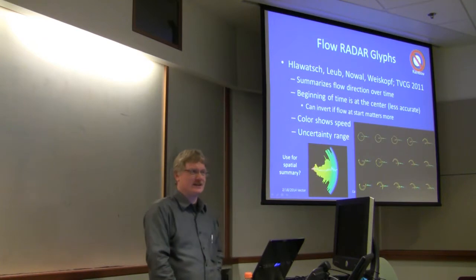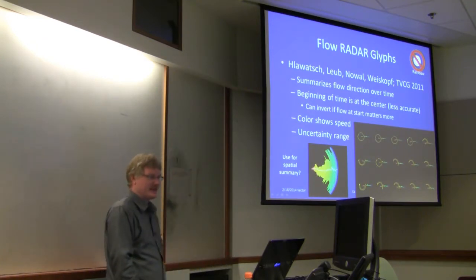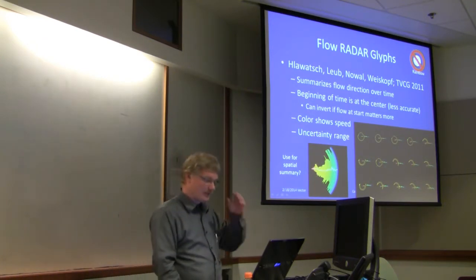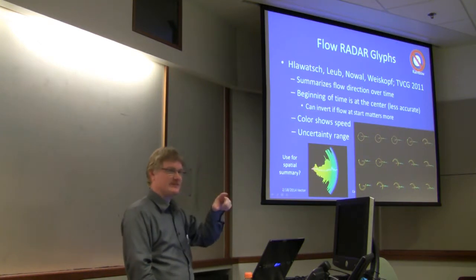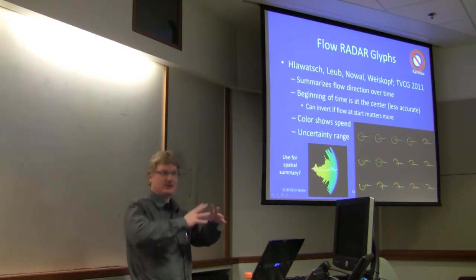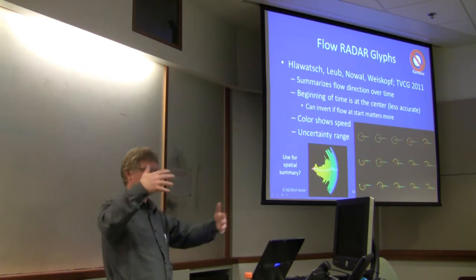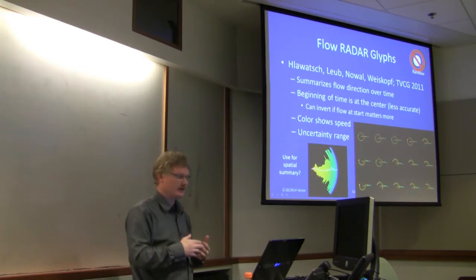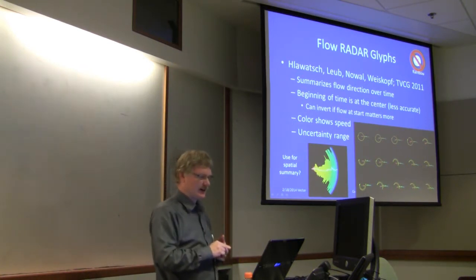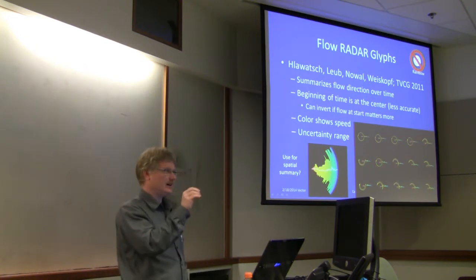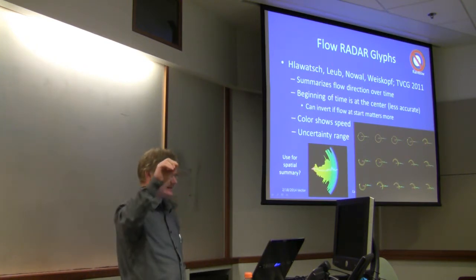All right, so here's some more rainbow. So this is flow radar glyphs. This is saying I want to see how flow happens over an entire time series of a video. I don't want to have to watch the video and try to remember for every location at every time what was going on. So the beginning of time is at the center, and the end of time is at the end.